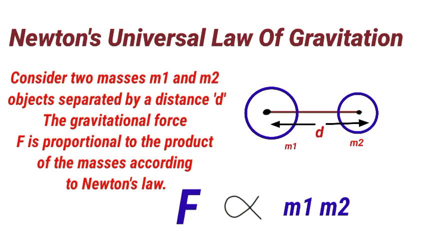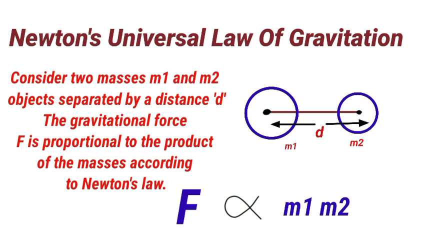Newton's universal law of gravitation is also known as the universal law of gravitation. Sir Isaac Newton in 1687 proposed a law about the force of attraction between two objects in the universe, which is known as Newton's law of gravitation. According to the universal law of gravitation, every mass in this universe attracts every other mass with a force which is directly proportional to the product of the two masses and inversely proportional to the square of the distance between them.